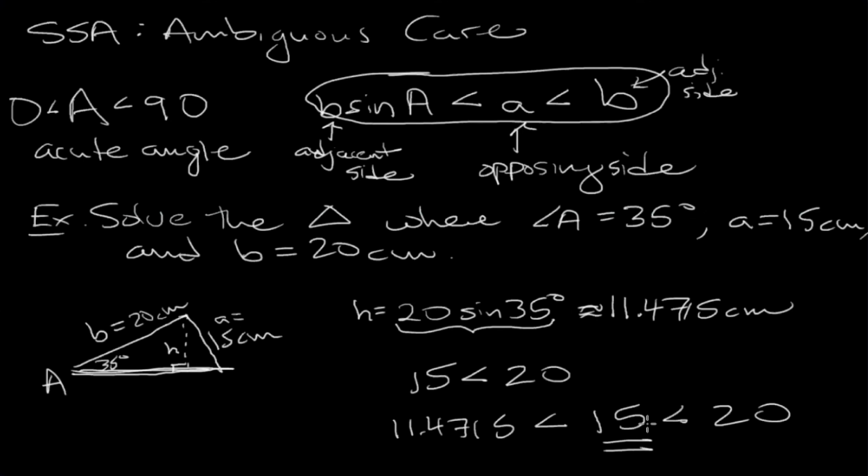Now that we know that we are in this specific case where the opposing side is longer than the height of the triangle and shorter than this side, the adjacent side, there has to be two possible solutions. So I'm going to draw a baseline here and a baseline here. We've got a 35-degree angle and a 35-degree angle.